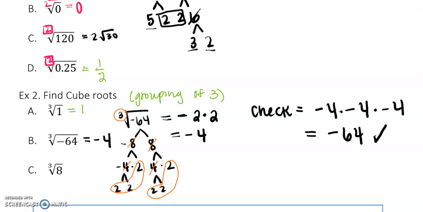Okay, then we have C, the cube root of 8. You could do a tree or you could think about it. What number, when you multiply it 3 times by itself, gives you 8? 2 times 2 times 2. So I know this is going to be 2, but let's go ahead and work it out. We have 4 times 2, and then 2 and 2, and we broke this one up, so I'm going to cross it out. Here we have one group of 2, and that's why the answer is 2. And we have nothing left over, so there's nothing left inside the radical.